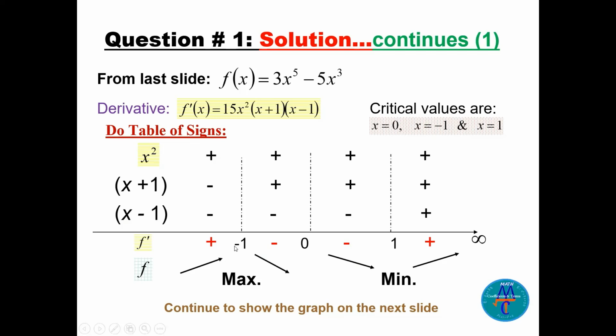Between -1 and 0, I can choose minus half and replace it in x. From 0 to 1, I can choose half. From 1 to infinity, I can choose 5 or 7 or 8, whatever. So we can see where f' is positive, that means f is increasing. Where f' is negative, f is decreasing. So f is decreasing and then increasing because f' is positive. So there is a local maximum here, and here a local minimum.